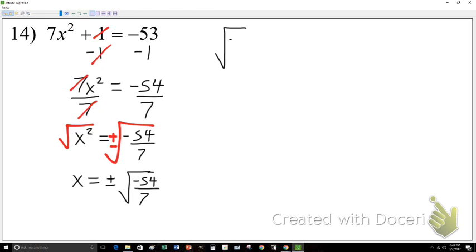We have the square root of negative 54 over 7. We're going to bring the radical down to both the top and bottom of the fraction, so bringing it down to the numerator, we have the square root of negative 54. Bring it down to the denominator, we have the square root of 7.